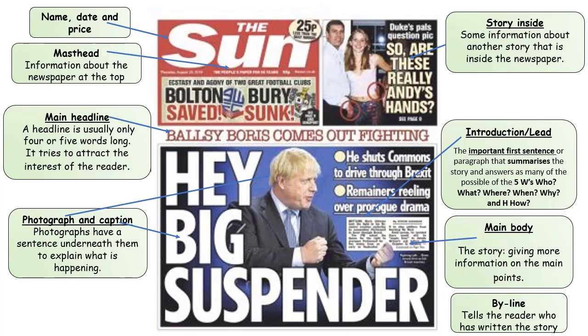Again, we can't really clearly read it, but we can almost see that first paragraph there. So that includes the 5 W's and the how. You've got the main body, which is the rest of the story. And right at the bottom, you've got the byline. Okay, it tells the reader who has written the story. So that's a quick overview of the various techniques that news reporters or editors use.